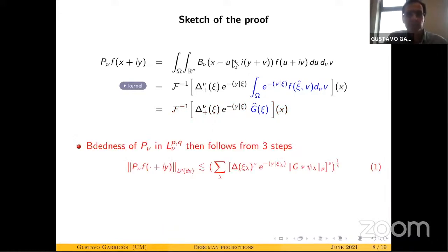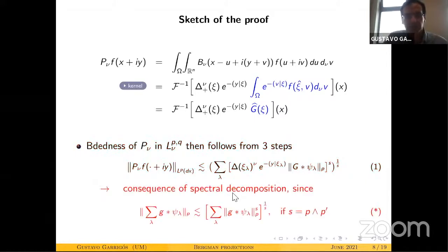Well, we do this in three steps. But basically what we are going to do in the first step is to introduce the Littlewood-Paley decomposition that I described before, okay? So everything here is supported in the cone. So I can put here the partition of unity, and then I have to take the L^p norm of the Fourier transform of this partition of unity, okay? So the first step is to prove this inequality.